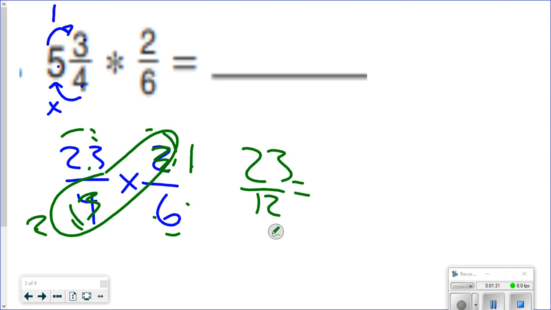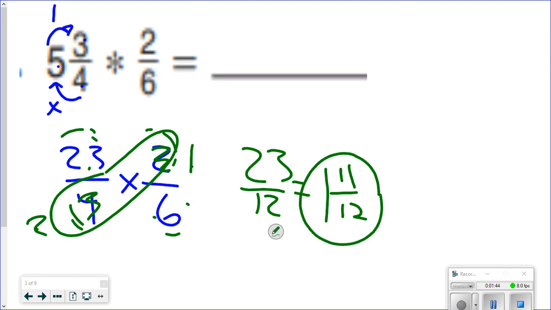I'm going to ask myself this question. How many 12s can go into 23? Well, I know 2 12s equals 24, so 1 12 goes into 23. What's left over? 11 twelfths. 1 and 11/12. So let me check my work. 12 times 1 is 12 plus 11 is 23 over 12. Let's keep cruising along here.